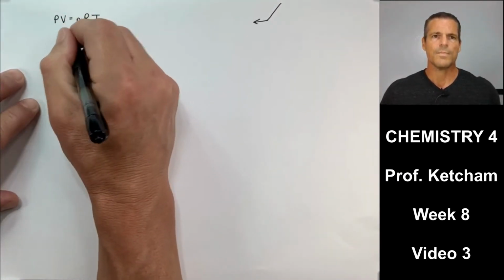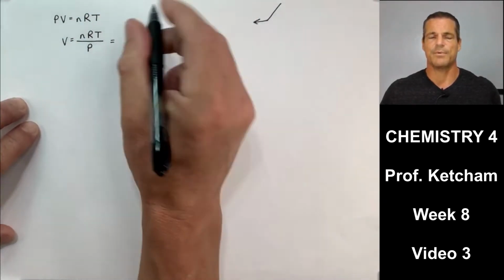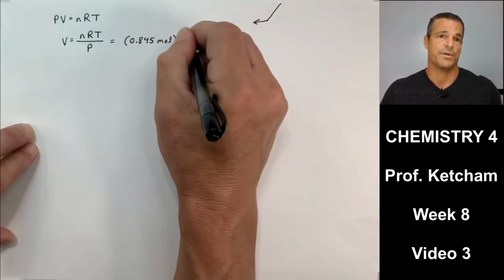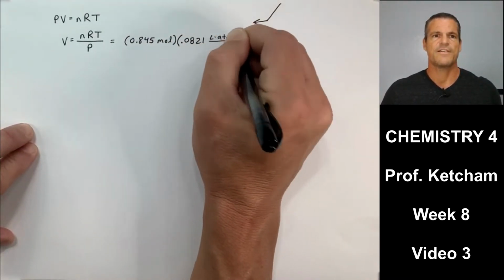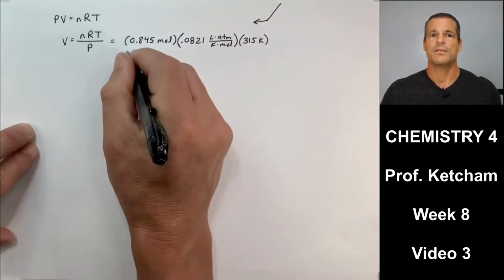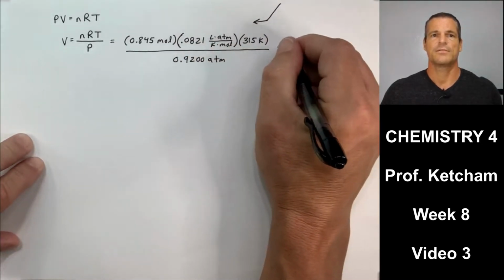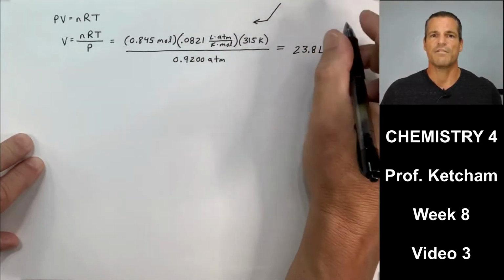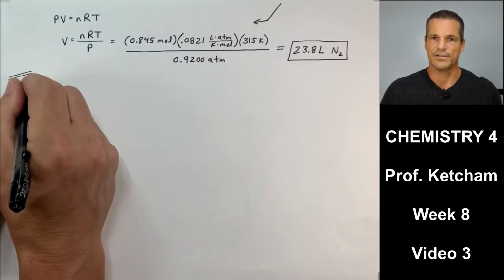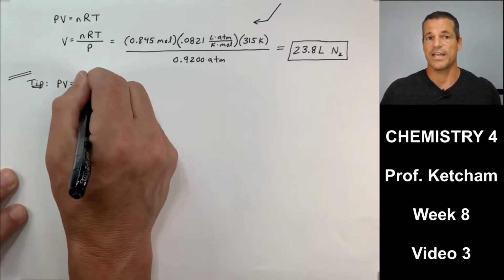So page 2 of our notes, we're continuing with the second example problem. PV equals nRT. We rearrange. I like to rearrange when it's still just the letters. V equals nRT over P. Plug everybody in. You notice what pressure I'm using? I'm using the pressure that's in atmospheres. And if you look at all of the units I've included here, everything cancels, and I'm left with only liters. 23.8 liters of N2. N2 is nitrogen gas.